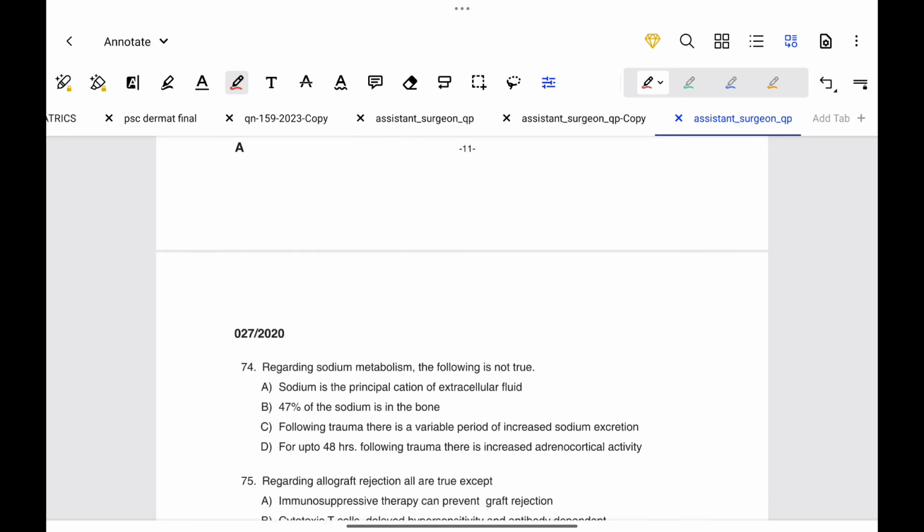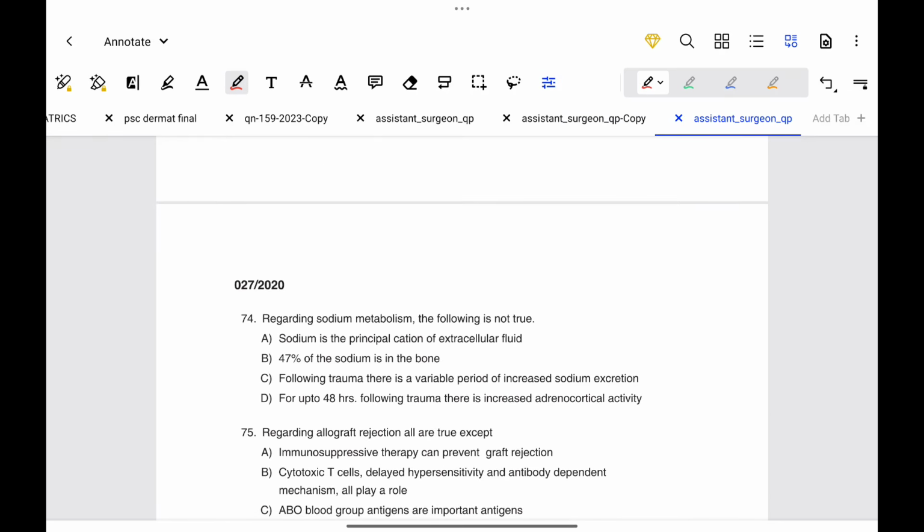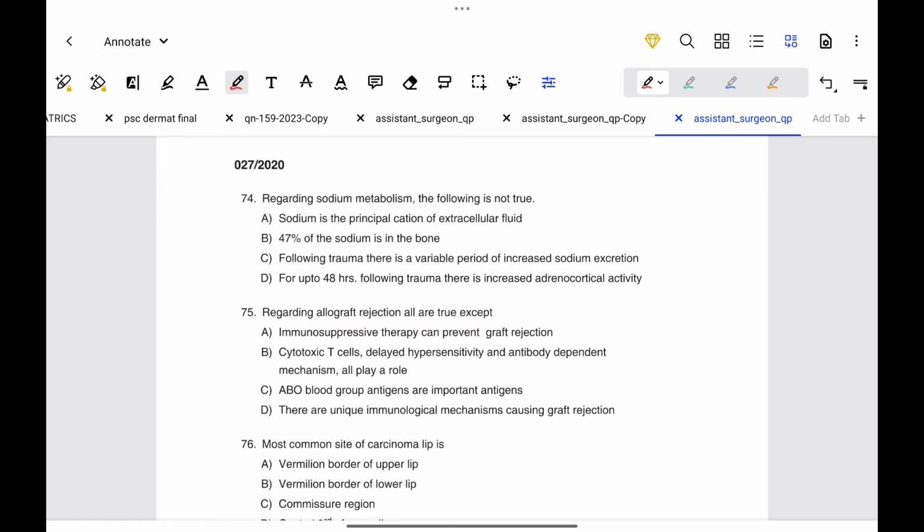Next, regarding sodium metabolism, the following is not true. Option A, sodium is the principal cation of extracellular fluid. This is correct. Next, 47% of the sodium is in the bone. True. Following trauma, there is a variable period of increased sodium excretion. This is false. For up to 48 hours following trauma, there is increased adrenocortical activity. This is correct. So, the incorrect option is option C.